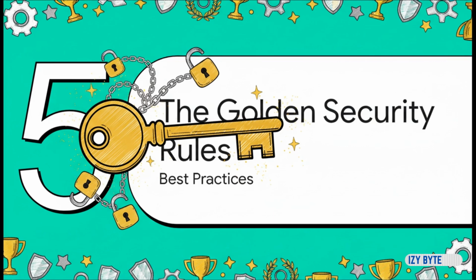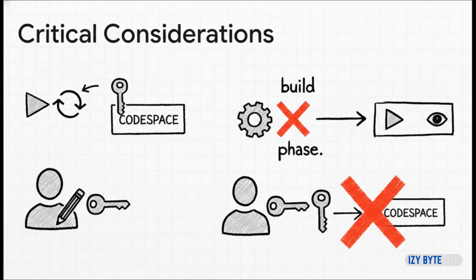Okay, so you get the mechanics. Now let's get to maybe the most important part: the golden rules. These are the best practices you need to follow to be a really responsible digital keymaker. There are a few really important things to keep in mind here. First, secrets only get loaded when you create or restart a codespace. So if you change one, you'll need to do a quick restart.